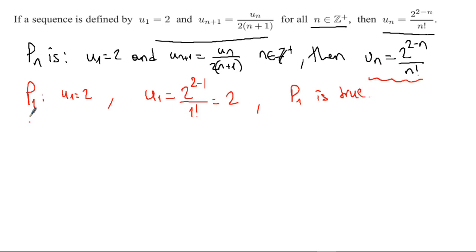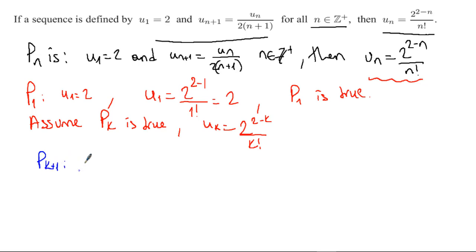Then we assume that the kth step is true, which means that u_k equals 2^(2-k) divided by k factorial. We do not imagine, we make the assumption that it's true. Then from here we check the k plus 1 step. From the givens, u_(k+1) must be equal to u_k divided by 2k plus 1.